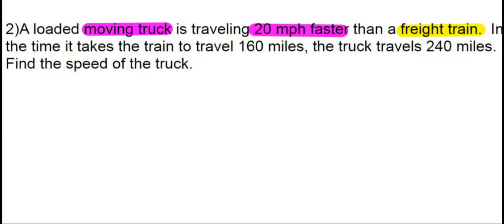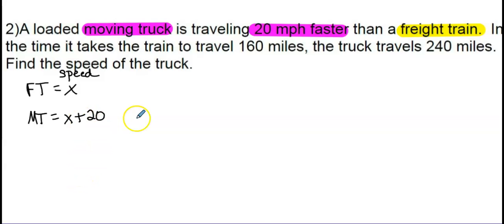So let's say that the freight train, I'm going to abbreviate that, it'll be easier. The speed of the freight train, just call it X. And then the speed of the moving truck would be X plus 20, because the moving truck is moving 20 miles per hour faster than the freight train. So this is the speed. What I'm looking for is the speed of the truck.